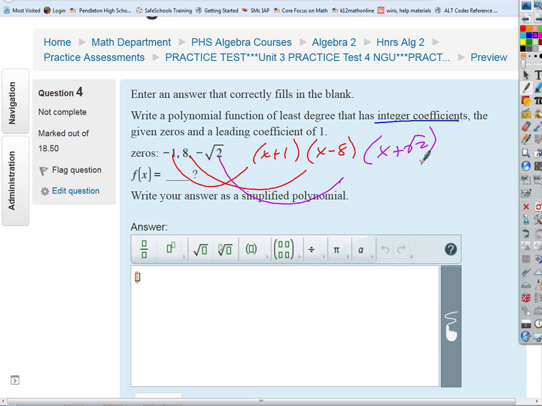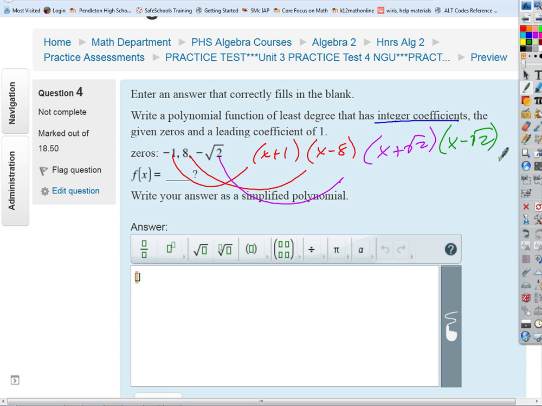Think about this. If I were to expand this out, that square root of 2, what's the only way the square root of 2 is going to turn into an integer? I multiply by the square root of 2, right? And how am I going to get that to work? Well, the only way that's going to work is if I multiply by the conjugate of that factor, right? So if the coefficients of the polynomial are integers, then any irrational root has to be part of a conjugate pair. That's the only way I'm going to get that square root to go away.